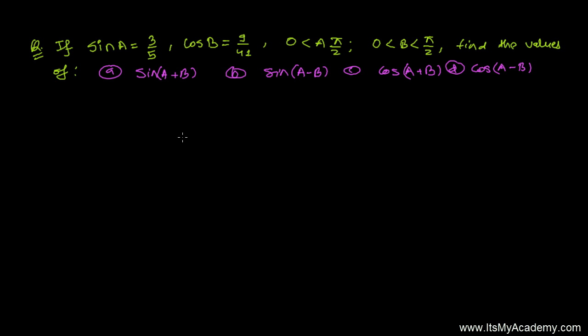We learned the trigonometric ratios of the sum and the difference of two angles, and we learned very good formulas also. Now, based on that, we need to solve this question. It says: if sine of A is 3/5 and cosine of B is 9/41, and the angle A is between 0 and 90 degrees.